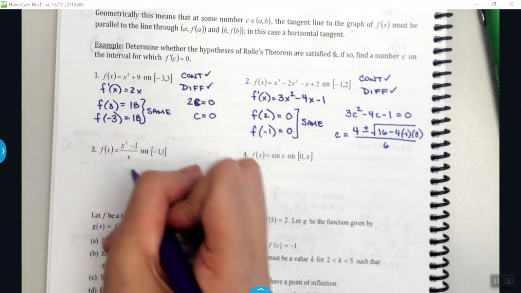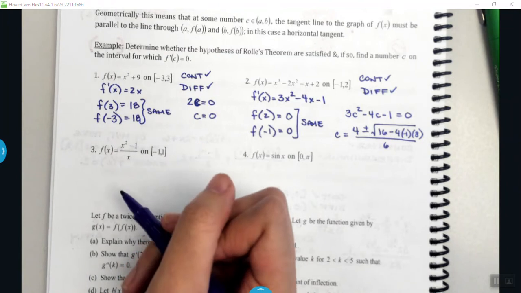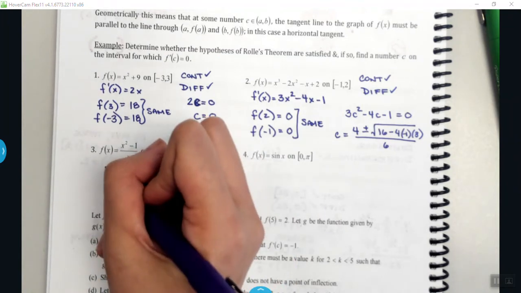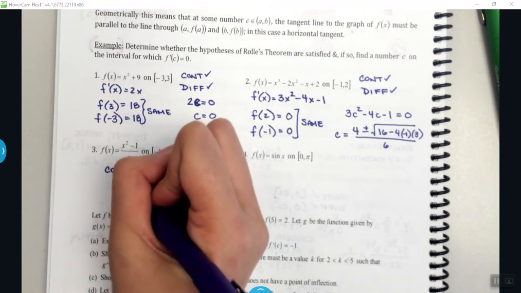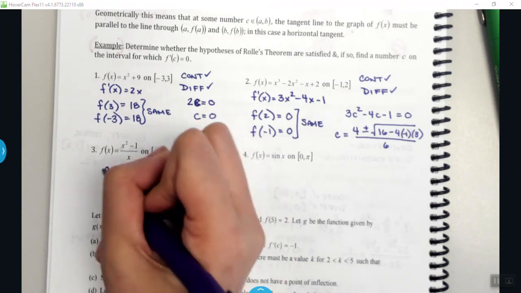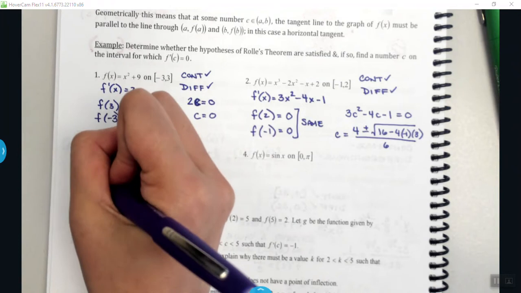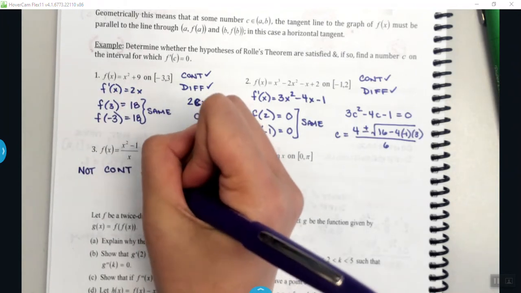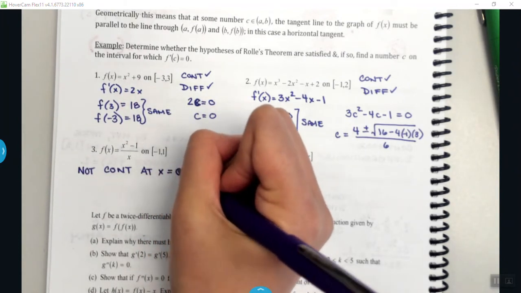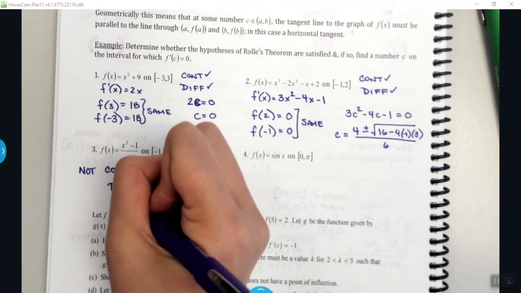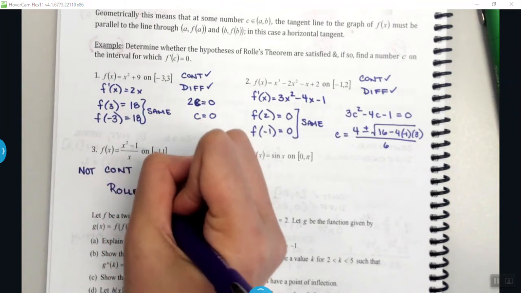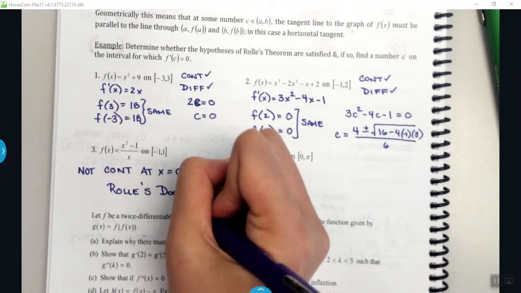Continuous? Yes. No. Oh no, you fell right into my trap. It's not continuous at x equals 0. Rolle's doesn't apply.